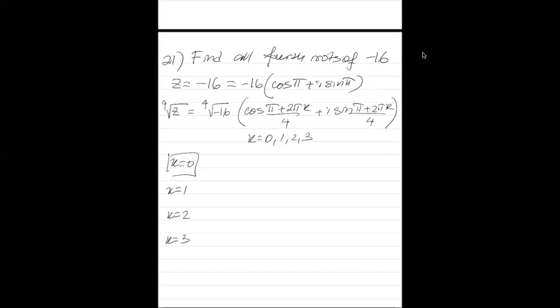So if k equals 0, you're going to have the 4th root of 16. 16 is 2 to the 4th, and it's positive because r is 16. So if k is 0, you're just going to have 2 times cosine pi over 4 plus i sine pi over 4. And that is 2 times root 2 over 2 plus i root 2 over 2, and simplified, root 2 plus i root 2. So this is the first one.